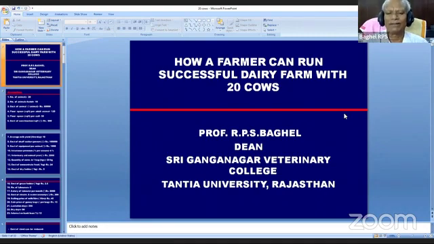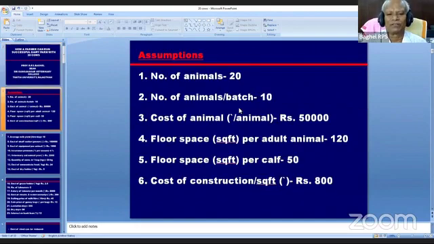Now, to start up a dairy with only 20 cows, what idea should a farmer have, and how should he start with the processing of the loan, the bank settlement, and then running the dairy. In this regard, first I'd like to tell the different assumptions a farmer should have.